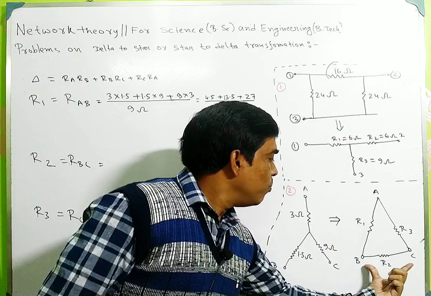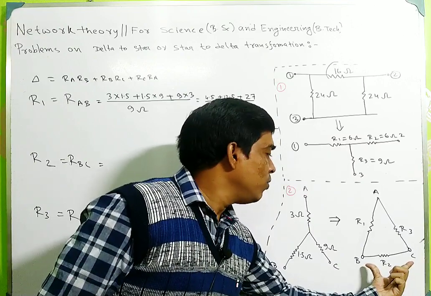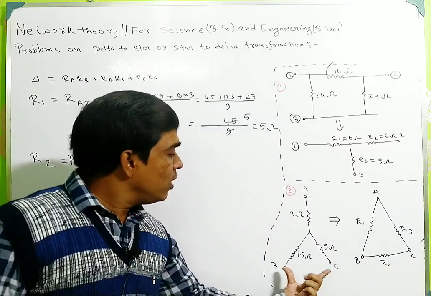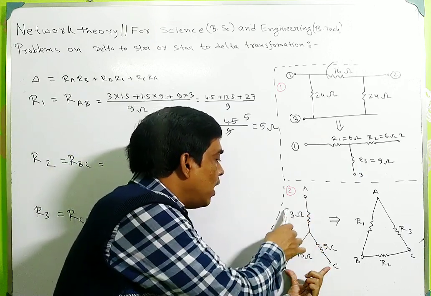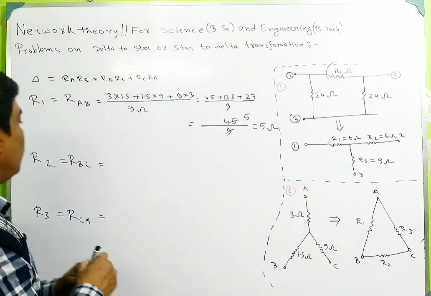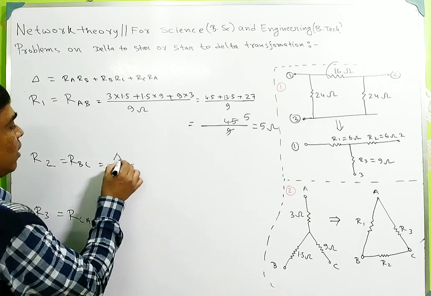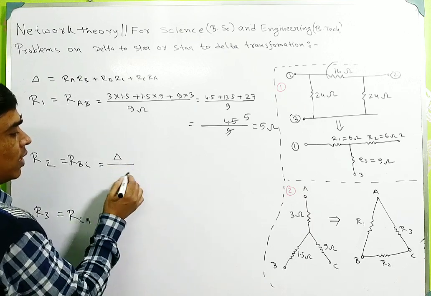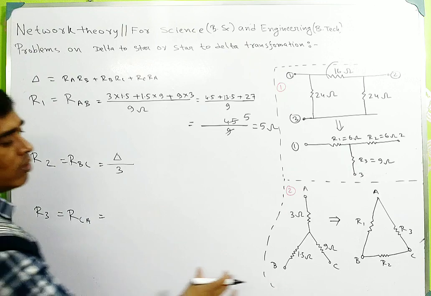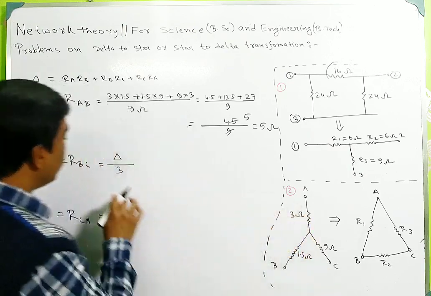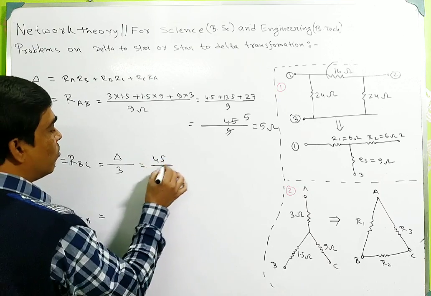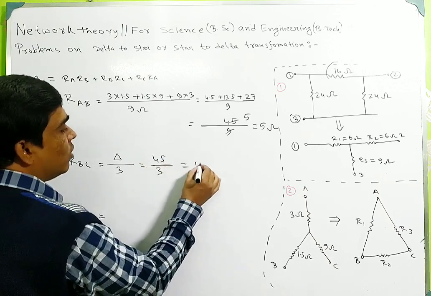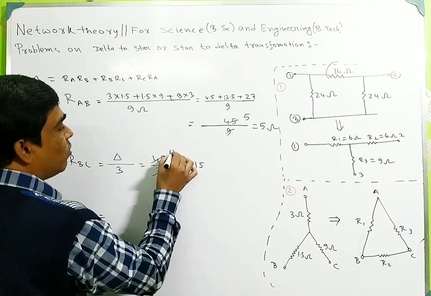Similarly, if you want to calculate R2, what will be the resistance R2? It is between nodes B and C, and this resistance is open. So it will be delta divided by 3 ohm, this is BC and this is open. The value of delta is 45, so 45 by 3 will be 15 ohms.